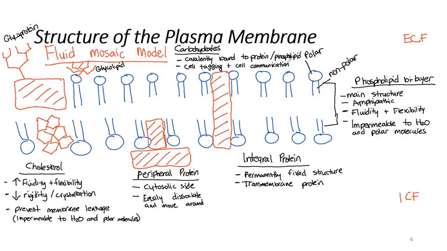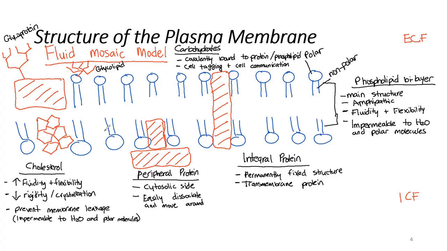So this is the structure of our cell membrane. These are the various types of proteins that we can have. Okay. We can have integral proteins, peripheral proteins. We've got cholesterol. We've got carbohydrates that are bound to either proteins or lipids. And then we've got the main star of the show, which are the amphipathic phospholipids.